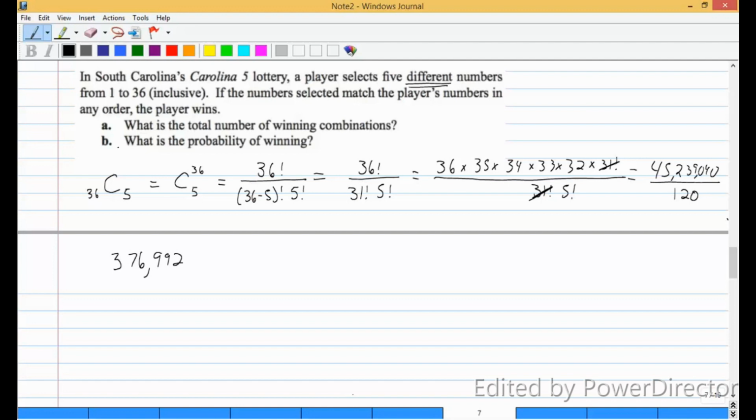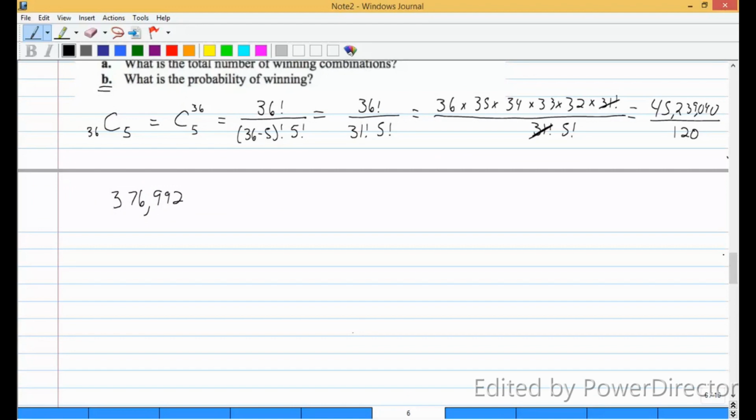Now, part B is interesting. It says, what is the probability of winning? Alright, so the probability of winning, there's only one correct set of numbers out of that many types of numbers. So it's going to be 1 divided by 376,992.